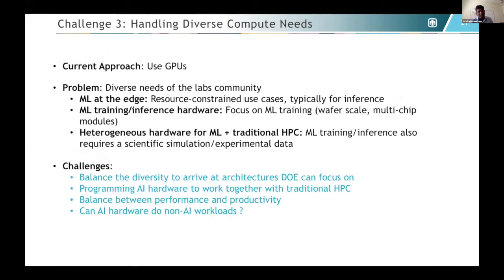And this is the last one I want to highlight. This is on the compute architecture itself. The current approach is to just use GPUs mostly. We are starting to evaluate other types of accelerators, but it's mostly just starting, except in places like Google where they use the TPUs.